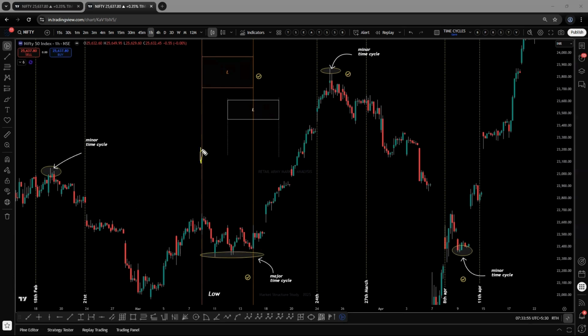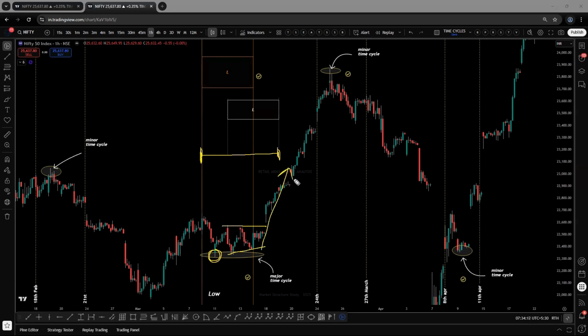So we had a time zone from here all the way till here, correct? A big major time cycle zone, big time period. Where did the low come? The low came here itself. Then what did the market do? It went consolidating till the end of the time zone and then it triggered.